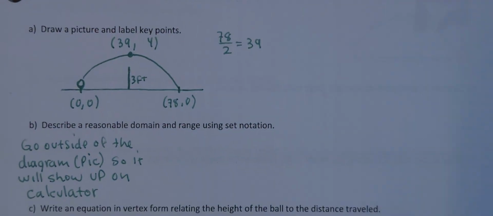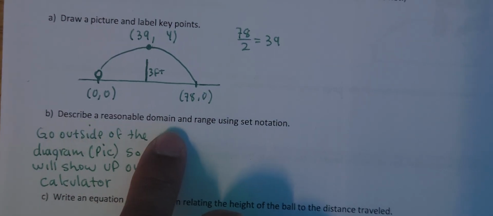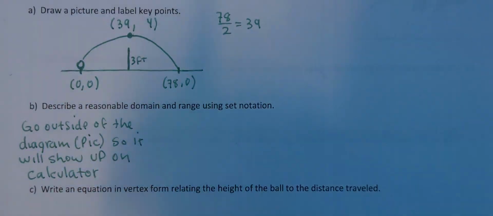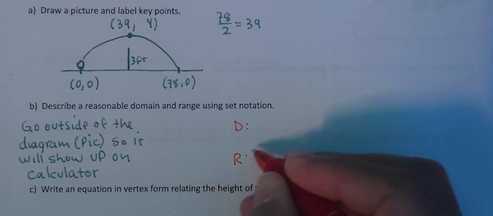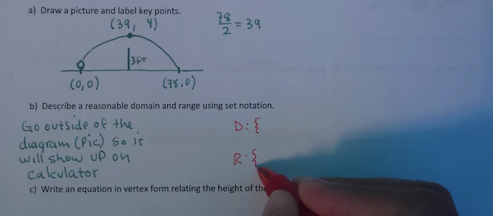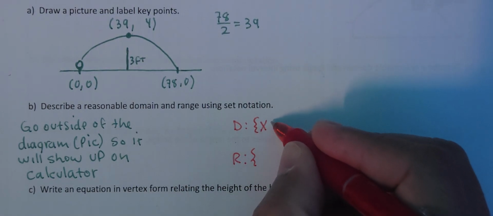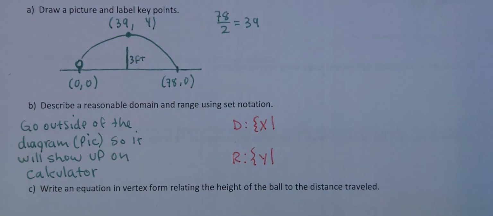And for the next part, we're being asked to describe a reasonable domain and range using set notation. Okay, so let's do domain and range. So this is asking for set notation, so that means the curly brackets. Okay, and we know the domain is x values, x such that, and range is y values, so y such that.